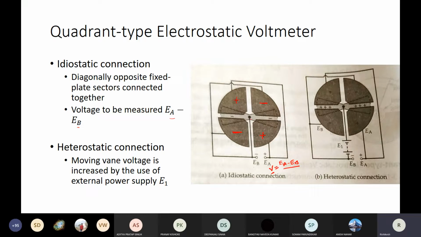And you can see that this pivoted plate which is moving is connected to one of the terminals. So in this case, it is connected to EB. Right. Now, we'll see the derivation of how the amount of deflection is proportional, and how one can utilize this instrument for voltage measurement.